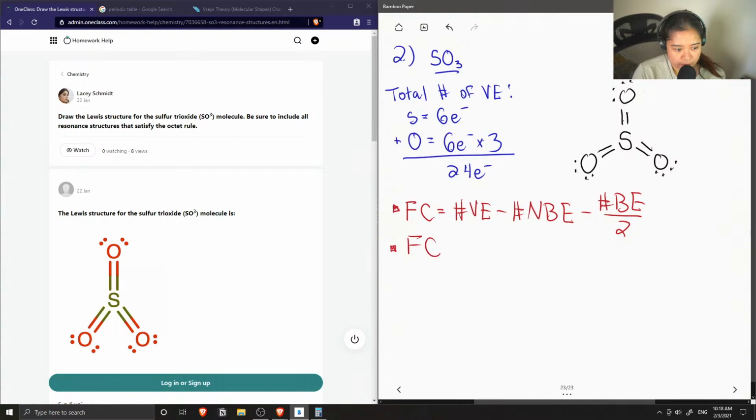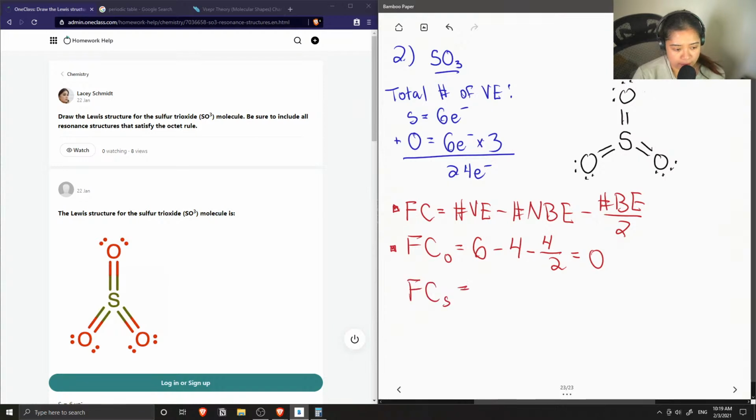So first let's do it for all of the oxygens. Oxygen has 6 valence electrons, and there are 4 non-bonding electrons on each oxygen atom. And since each of them has a double bond, they contain 4 bonding electrons in total, which we divide by 2 to get a formal charge of 0.